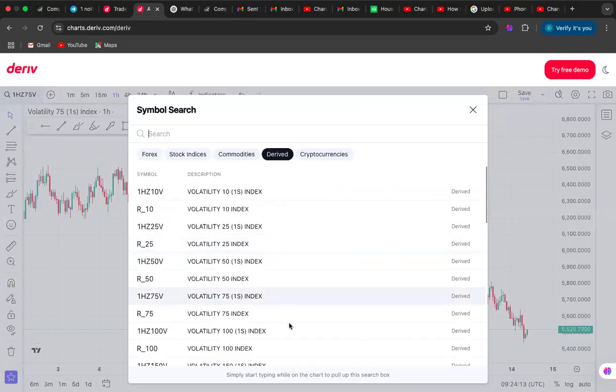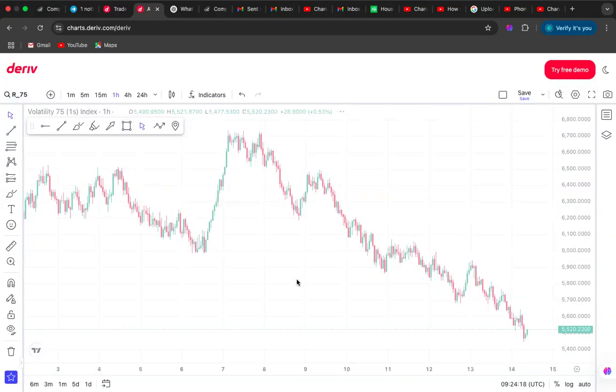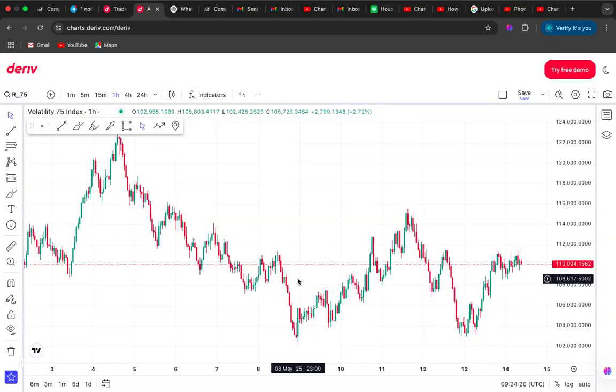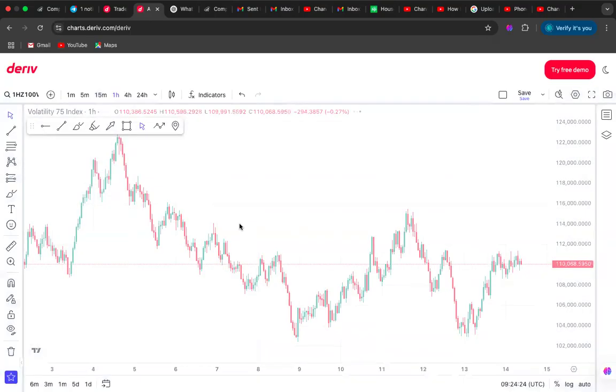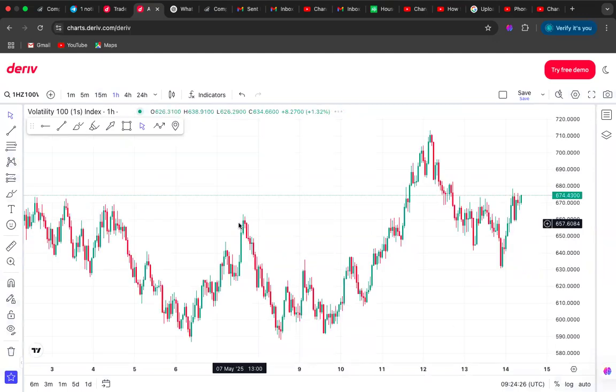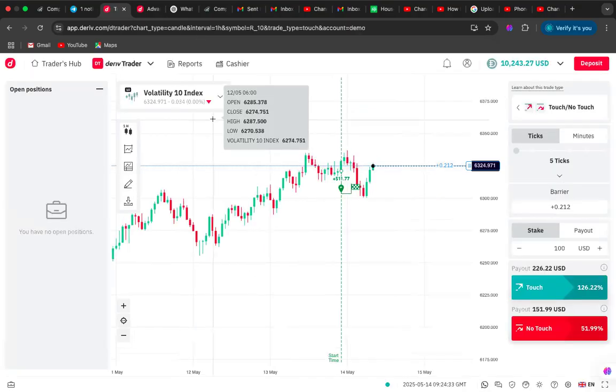We have not actually started. I'm just still looking for a trade to place, a quick trade. I'm not actually doing a proper analysis. I'm just trying to see if I can get into a real quick trade here. Okay, I think I can get into this one, volatility 101x. Let me just get into this one.